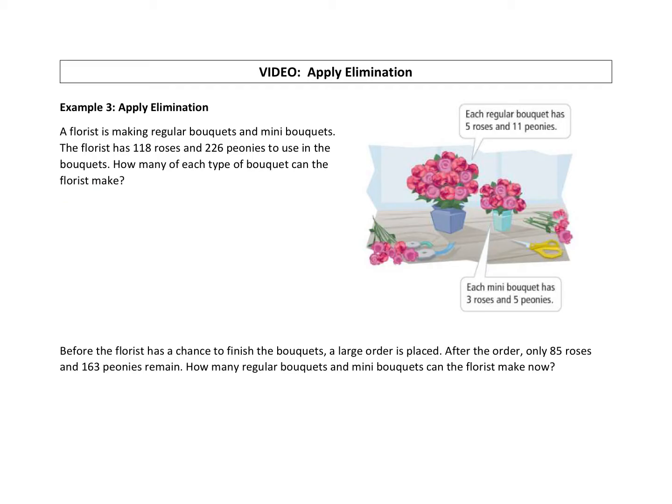All right, so how are we going to start this out? Anybody remember? We're going to define our variables. The way that we define them comes from the question they're asking. How many, so number of, each type of bouquet can the florist make? So the florist is making regular bouquets and mini bouquets. So let's let X equal the number of regular bouquets. Oh, that's really sloppy. And Y equal the number of mini bouquets.